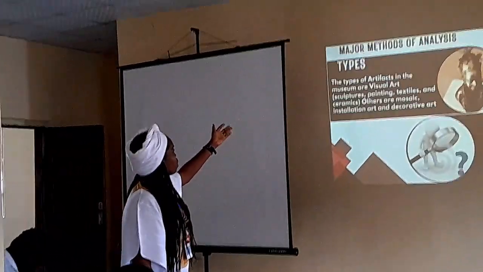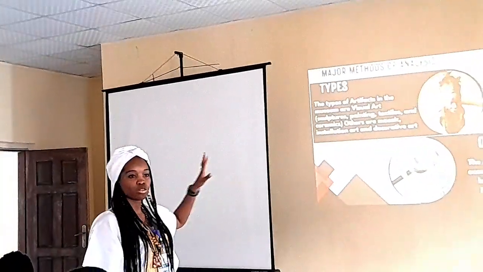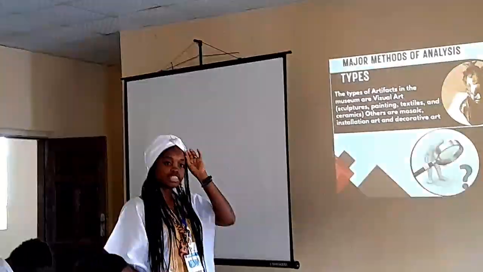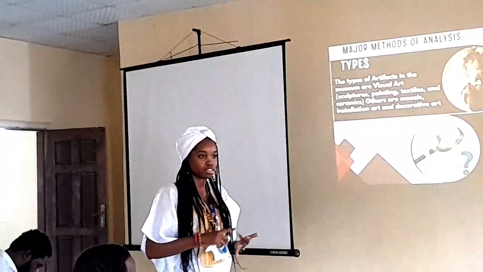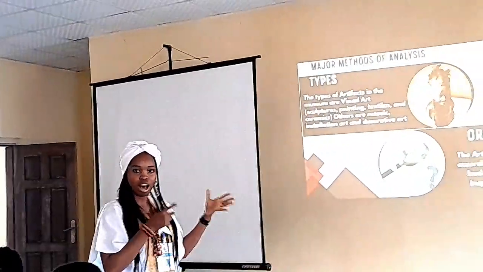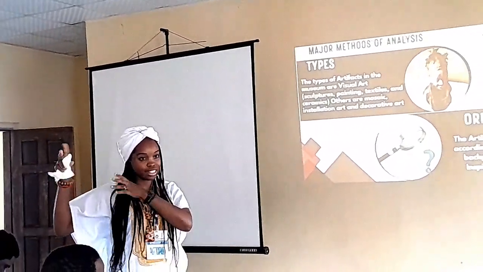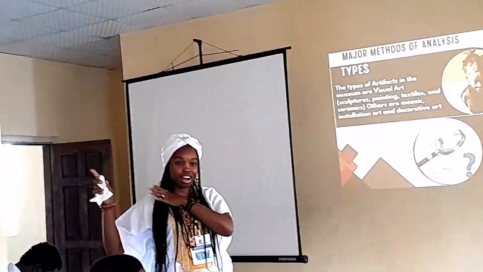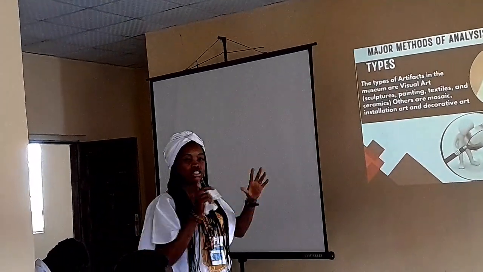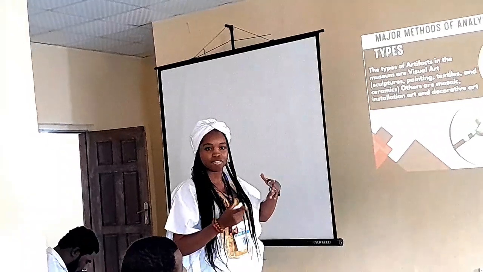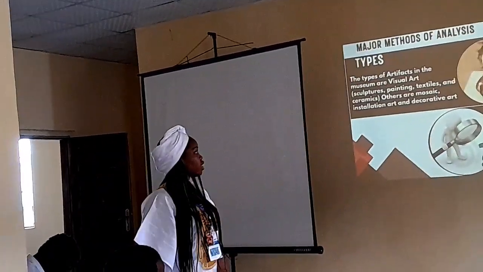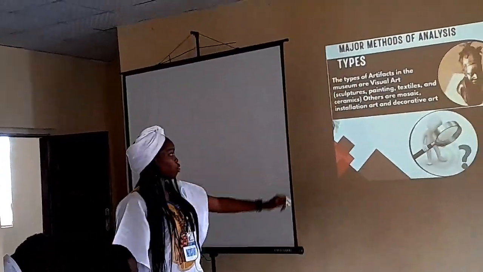Now, major methods of analysis. I want to analyze these artifacts by their types. There are different types of artworks. We have sculptures, we have ceramics, we have mosaic. These are classified under visual arts. We have performance art, which is dance and the theatrical arts, but this is separate from visual arts. So some of these artifacts I found here are classified under visual arts. And we have mosaic, installation art, and decorative art. I will also analyze them based on their origins.